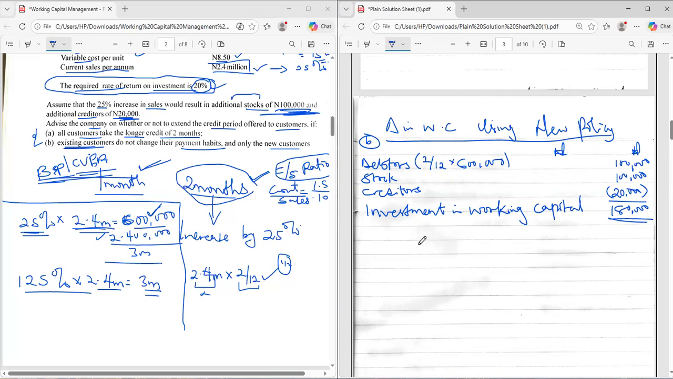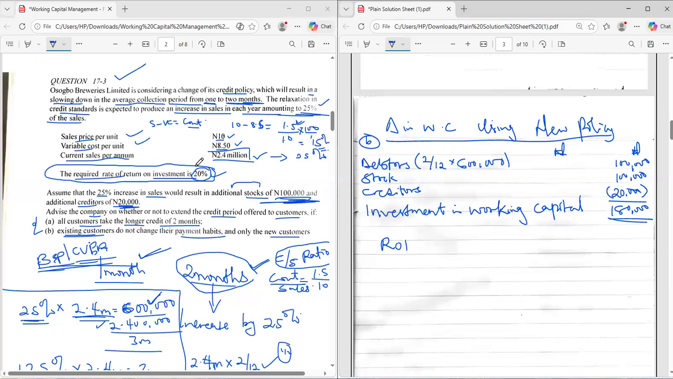So now let's calculate our ROI. The reason why we're calculating ROI is because the question gave us ROI. I can solve this question without ROI, but because the question gave us ROI, we need to follow that ROI pattern. So what is ROI? Your net profit over what? Investments, times 100.